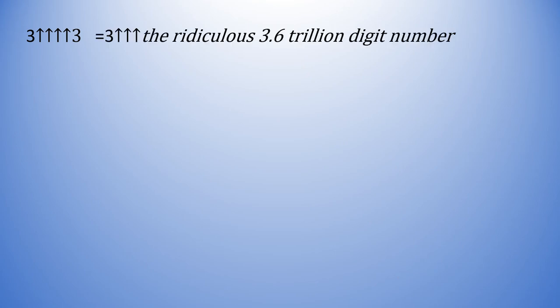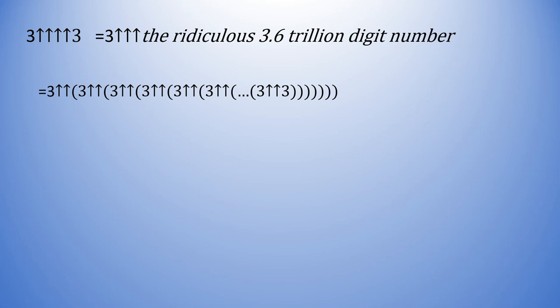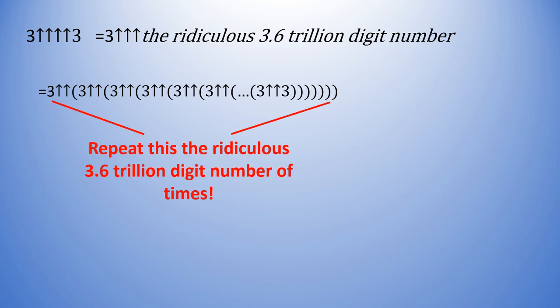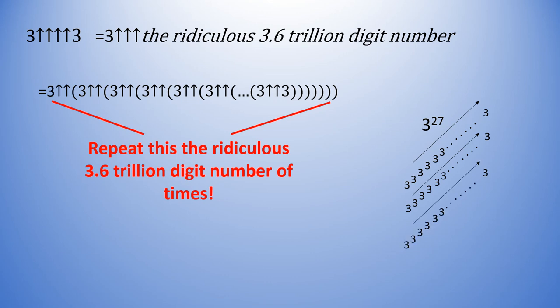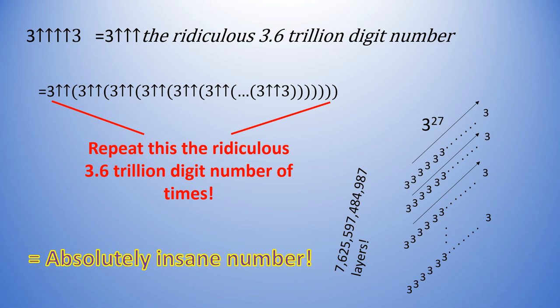Let's go further. 3 up up up up 3. This is 3 triple up that ridiculous 3.6 trillion digit number, which is, of course, 3 up up up, etc., but repeat that the ridiculous 3.6 trillion digit number of times. Or to put it another way, if we have 3 to the 27, that is how many threes we have in our tower. That number is how many threes we have in the next tower. That number is how many threes are in the next tower. And we keep going so that there's 7.6 trillion layers of that before we write it down. That is an absolutely insane number. Way beyond what we can possibly consider.